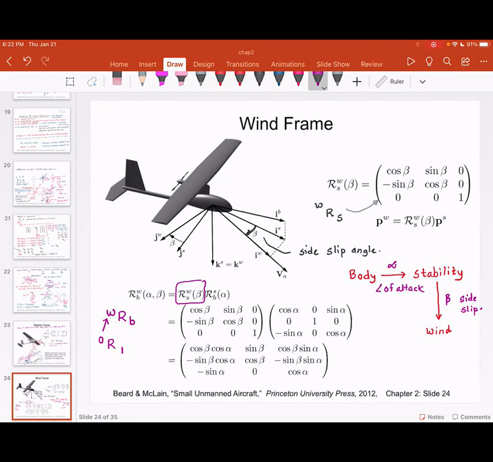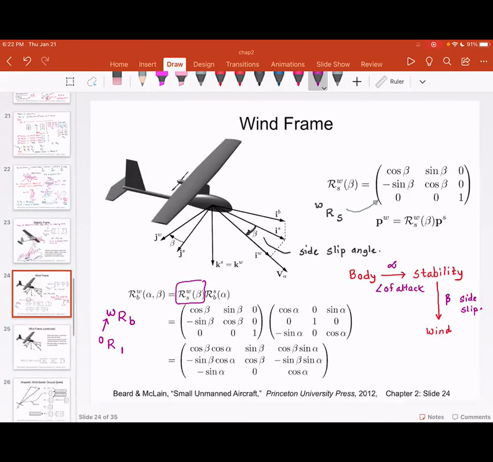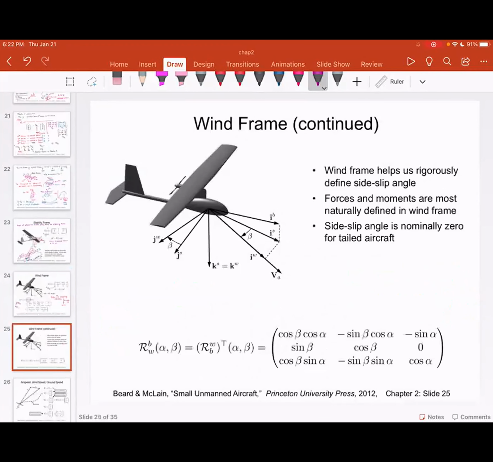The stability frame comes into the picture because the airfoil needs to make an angle with respect to the incoming airstream so that lift can be generated, and the side slip angle comes into the picture because you have the wind, and that actually gives you something called the wind triangle.